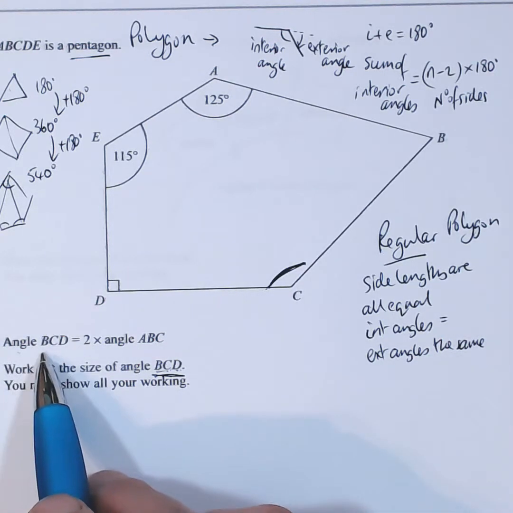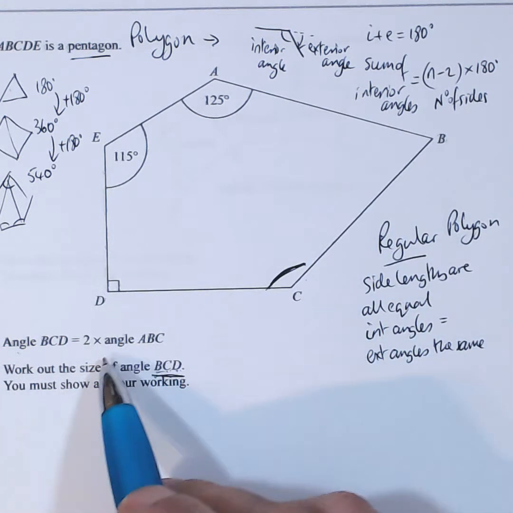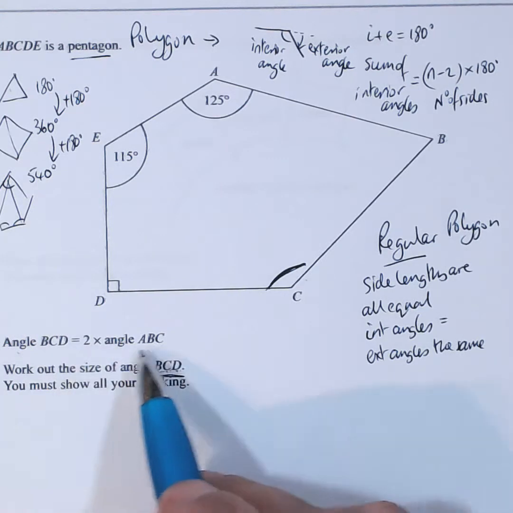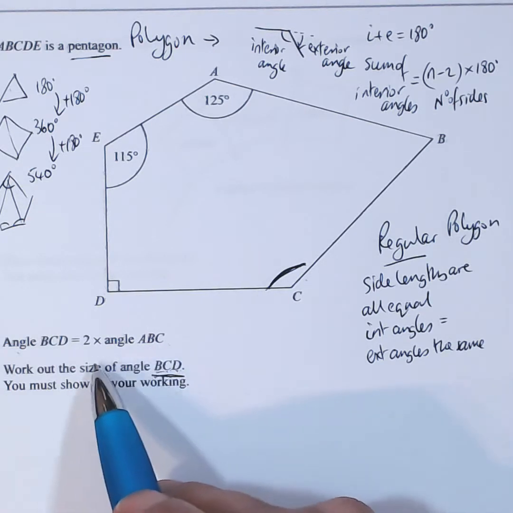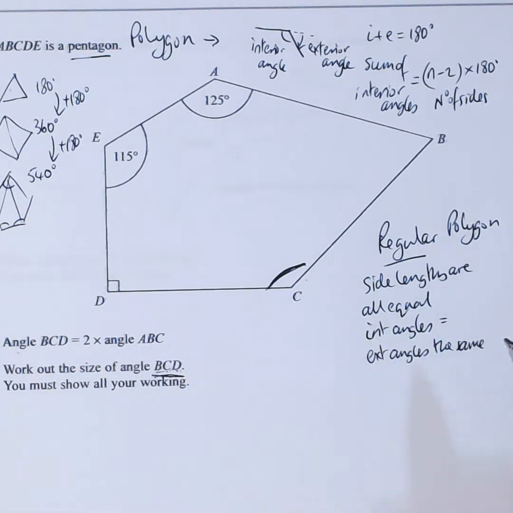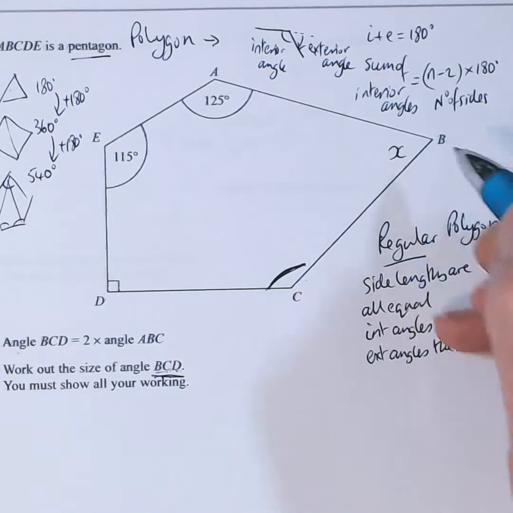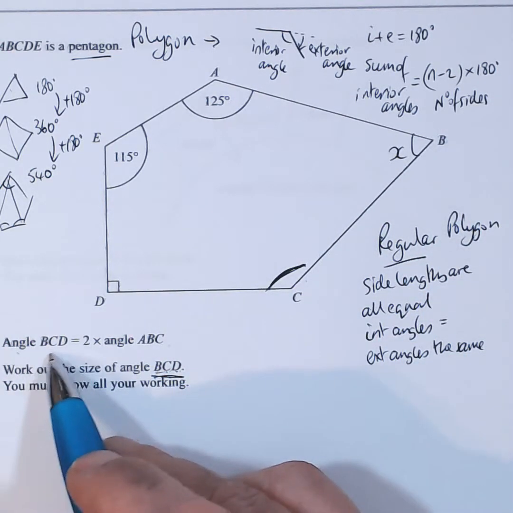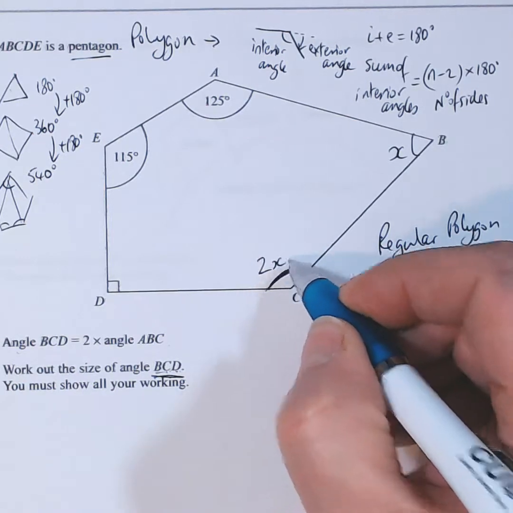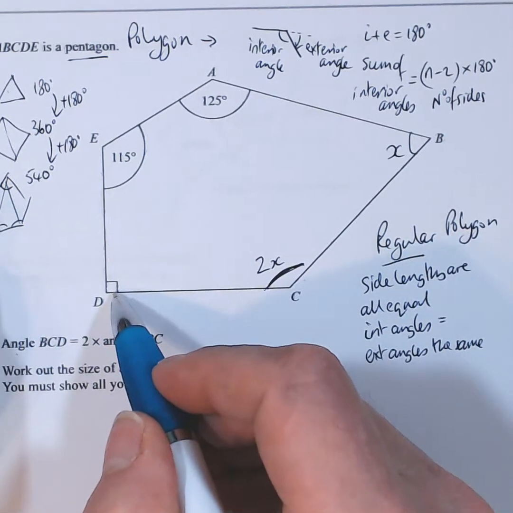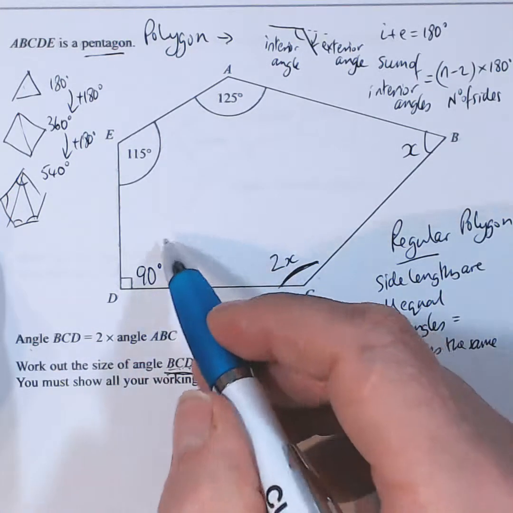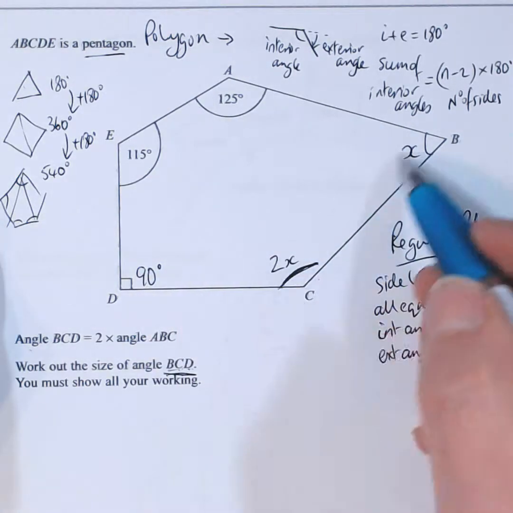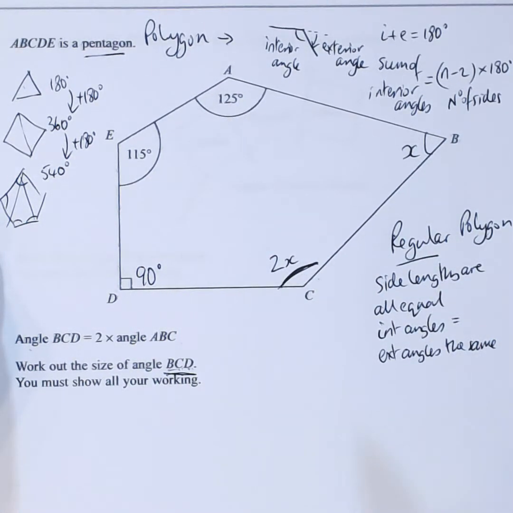It's telling us that angle BCD is twice angle ABC. Well, we don't know these angles, so the best way to deal with this is that we call something x if we don't know it. So if we call angle ABC x, then because angle BCD is twice that, that's going to be 2x. We know this symbol means a right angle, so that's 90 degrees, and if we knew what all the angles added up to, we could work out what x is, because we've got an equation to use.